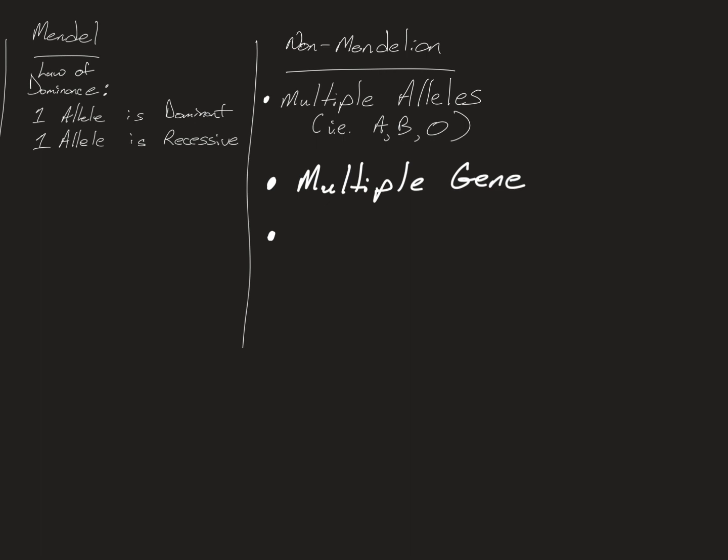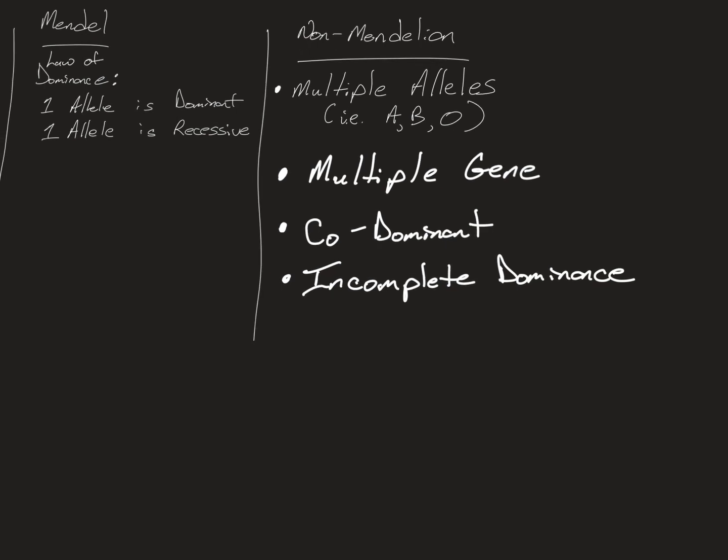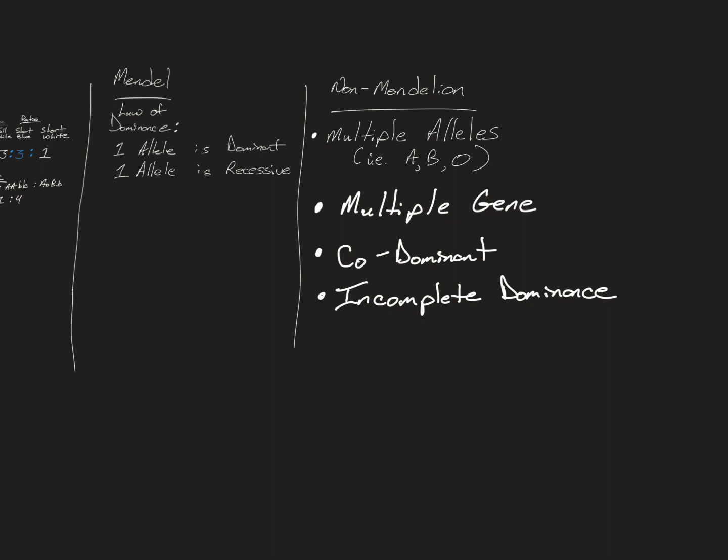Sometimes you have codominance. More vocabulary words. By the way, all these words are on the board, have been since we covered it a week or 2 ago. Codominant. We also have incomplete dominance. So those are examples of exceptions to Mendel's laws.